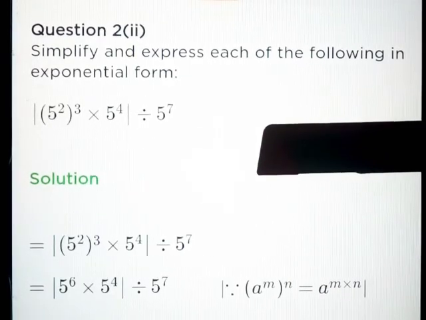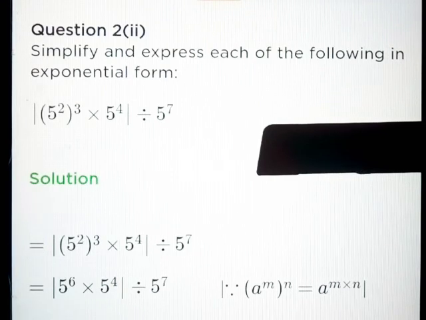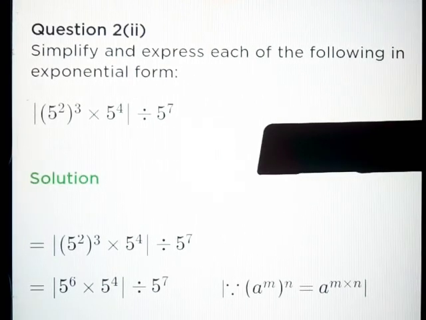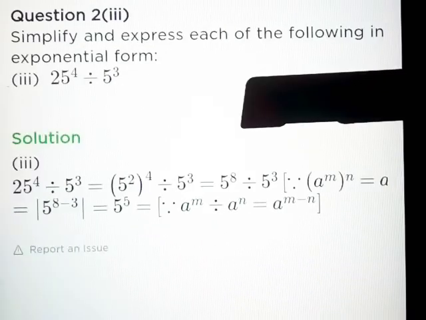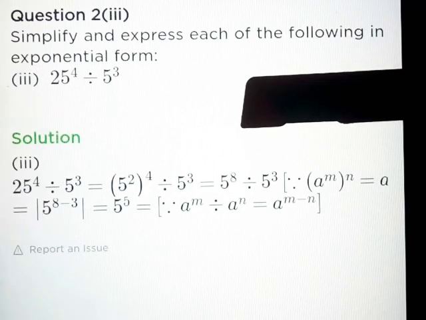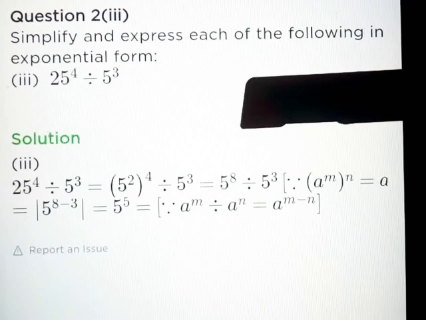Part B, 5 square whole cube into 5 raised to power 4 divided by 5 raised to power 7. Answer, 5 raised to power 3. Part C, 25 raised to power 4 divided by 5 cube is equal to, answer, 5 raised to power 5.